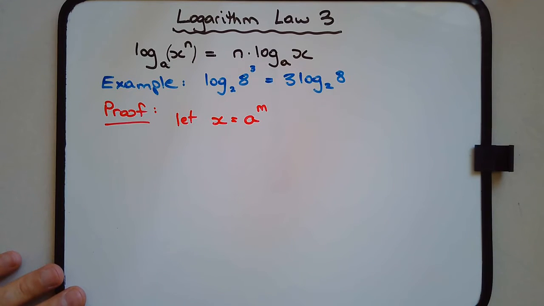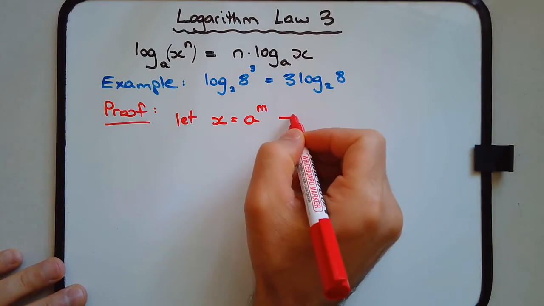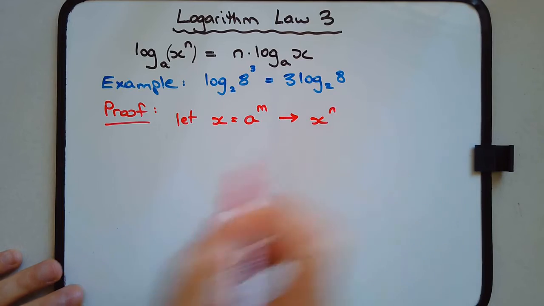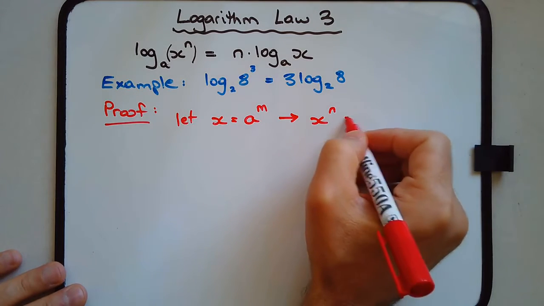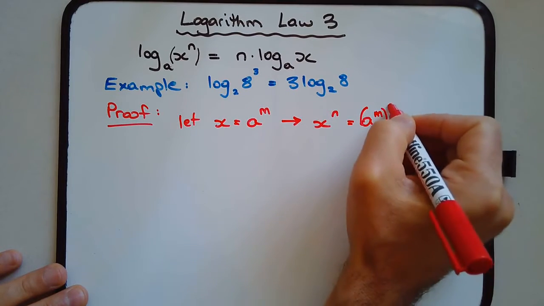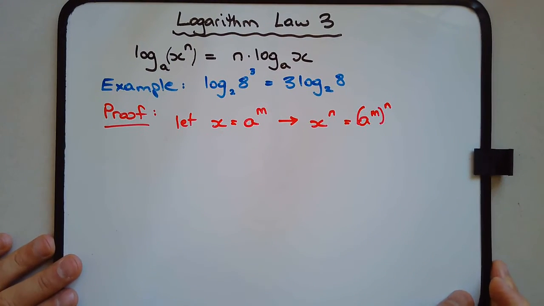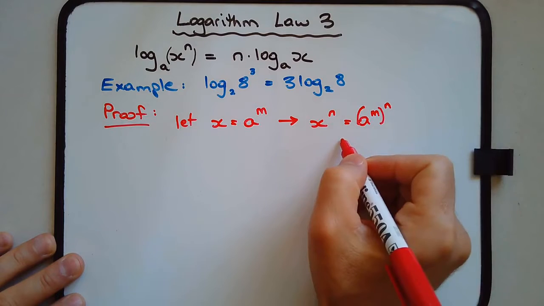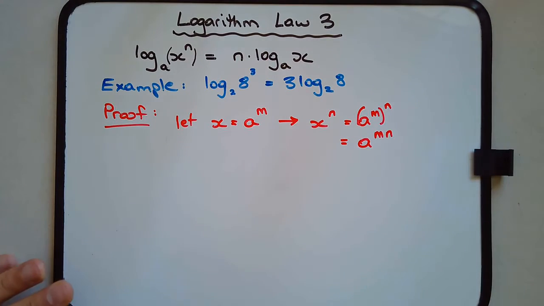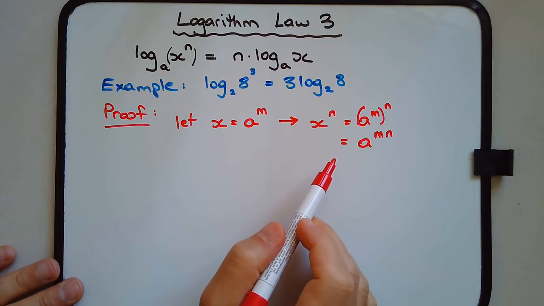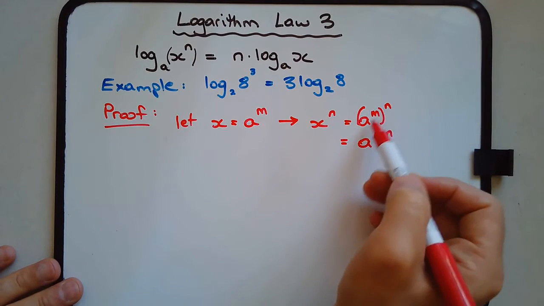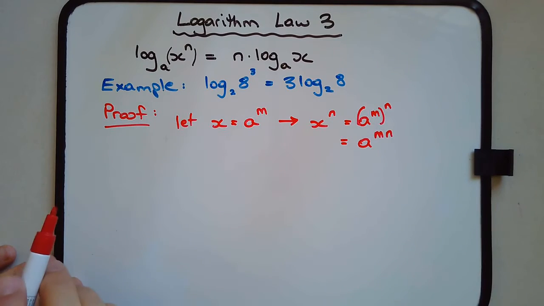Then what we have, if we raise both to the power of n, x to the power of n is equal to a to the power of m, all to the power of n. And that's equal to a to the power of m times n. That's index law number 3, right? The power to a power law. So if you have a power and you raise it to another power, you multiply the two powers together.